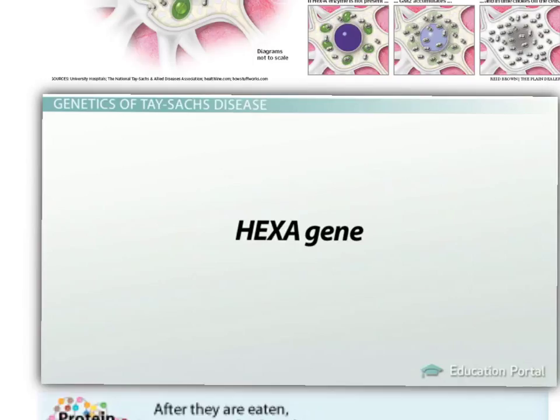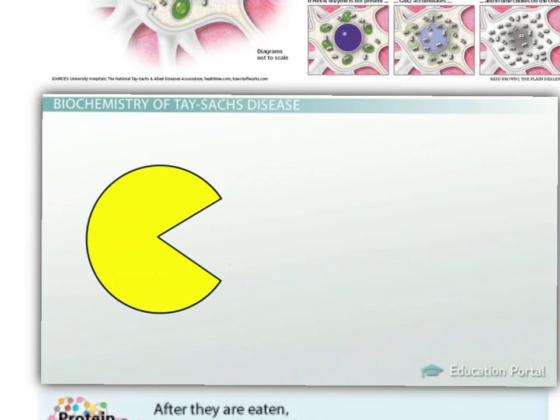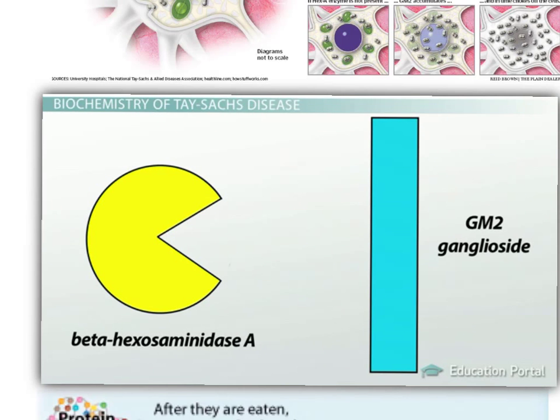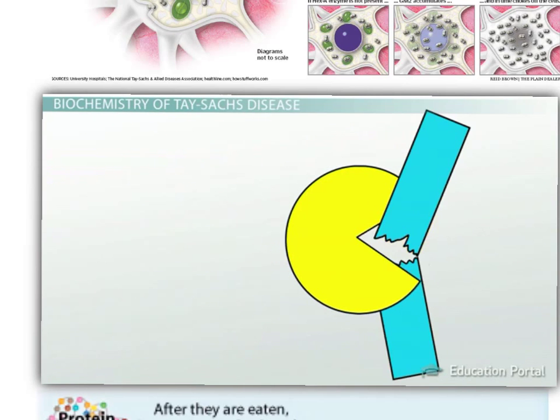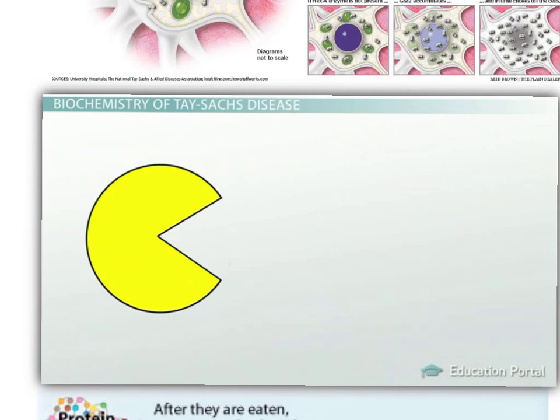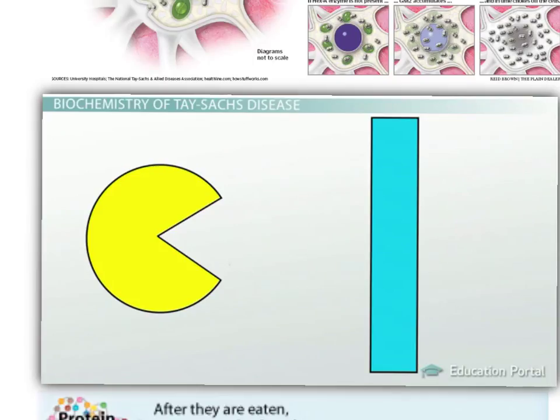Disease allele from both parents. The HEXA gene encodes an enzyme called beta-hexosaminidase A, which is an enzyme necessary for the normal degradation of GM2 ganglioside. The Tay-Sachs mutations are severe and cause cells to make dysfunctional enzyme with no biochemical activity.